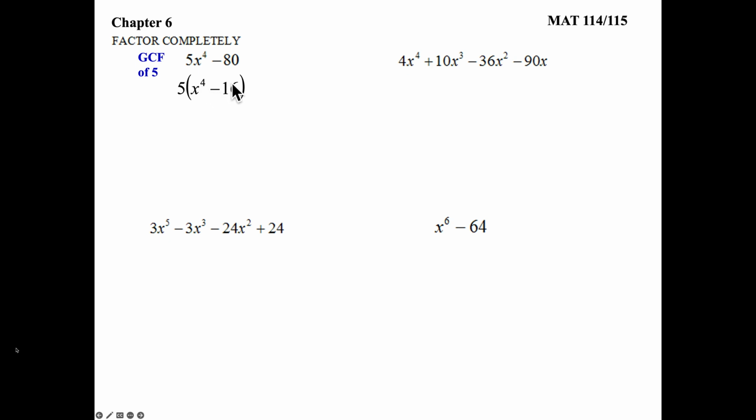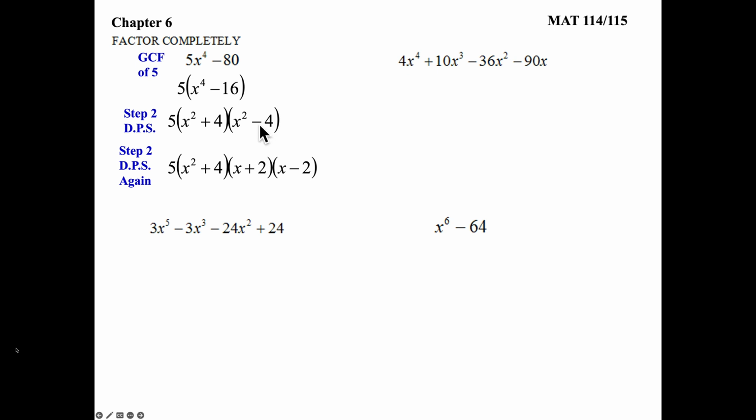Wait a minute. Even power. 16 is a perfect square. This is a difference of perfect squares, DPS. Take the square root of x to the 4th, that's x squared. Take the square root of 16, that's 4. 1 plus, 1 minus. Wait a minute. Perfect square, I'm subtracting. This factors one more time.